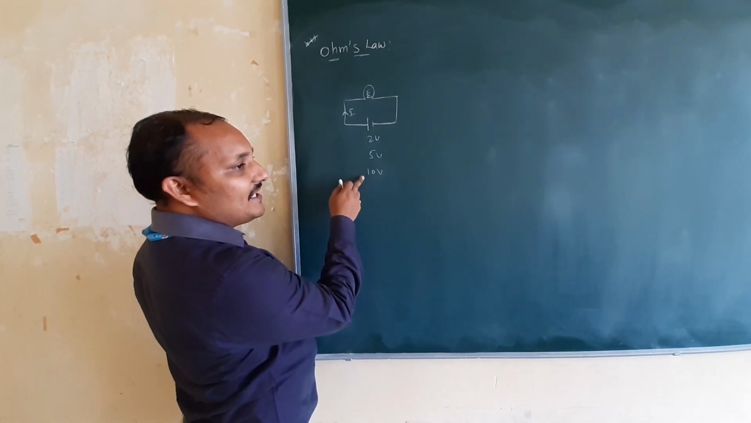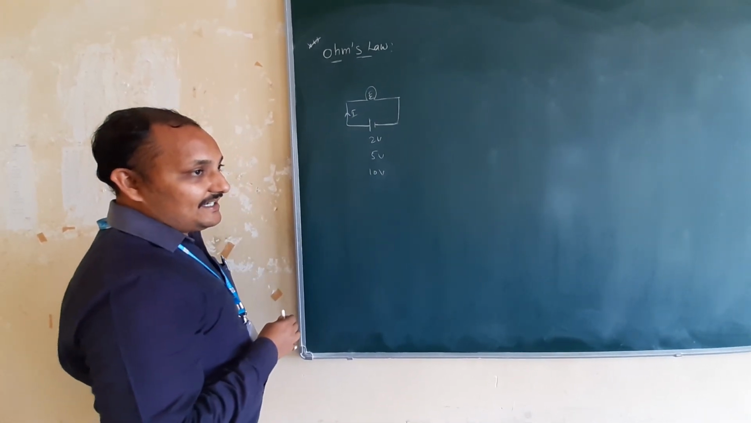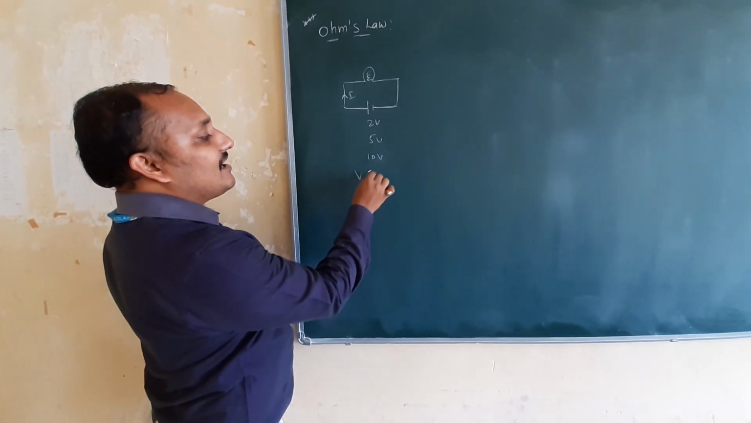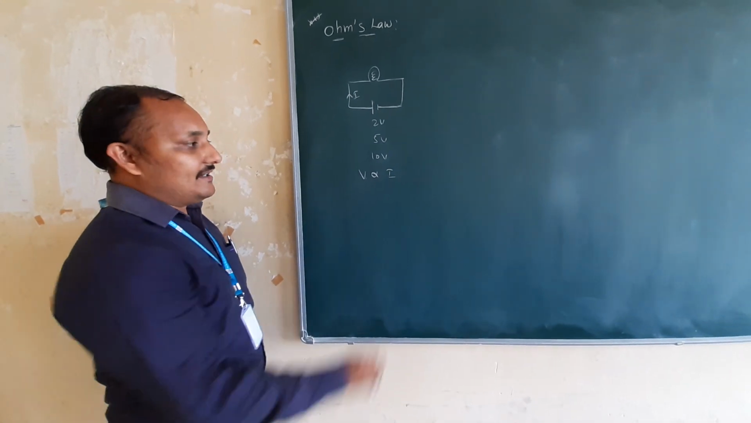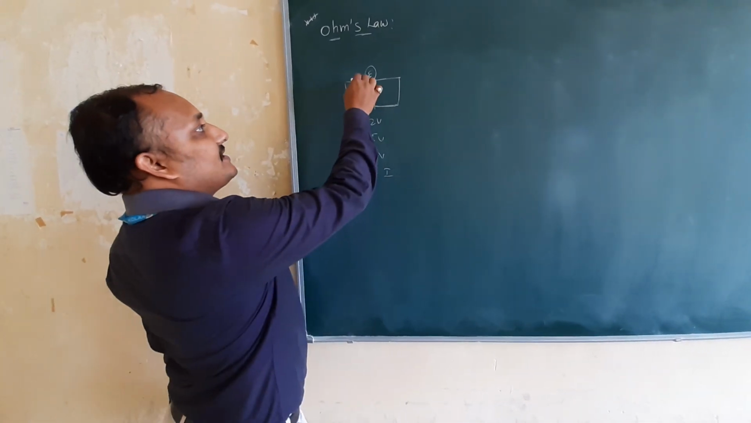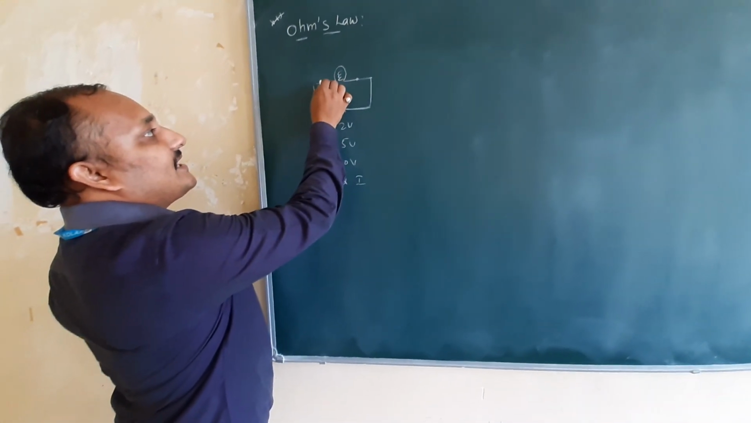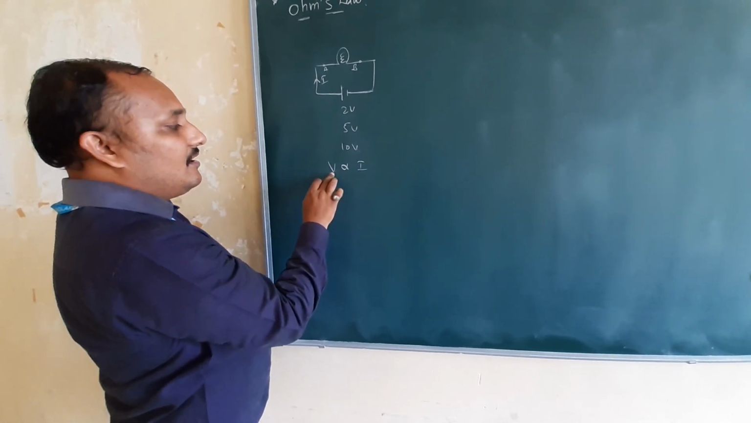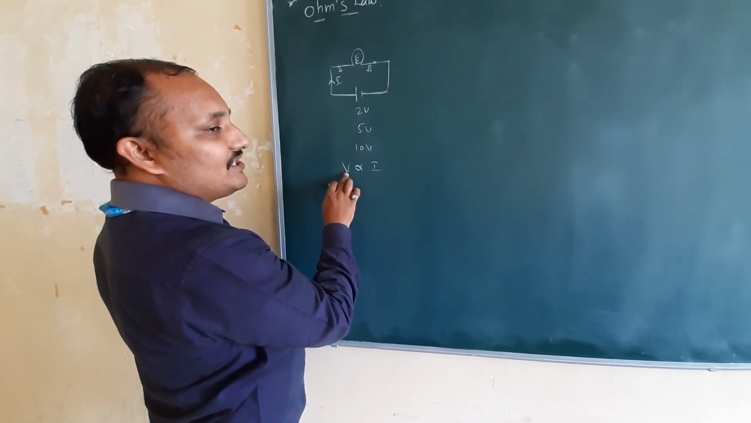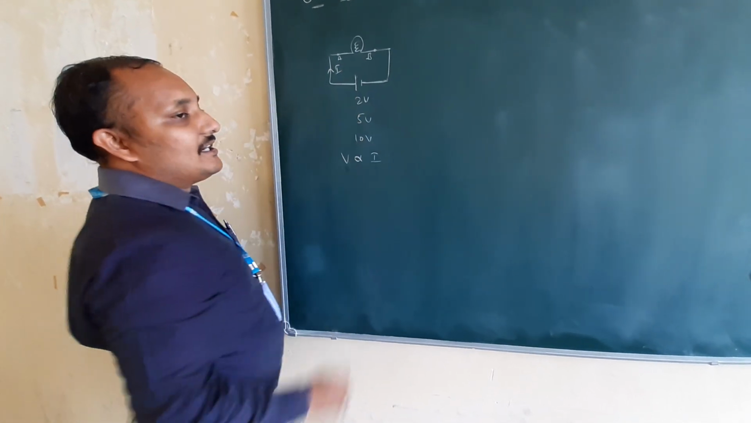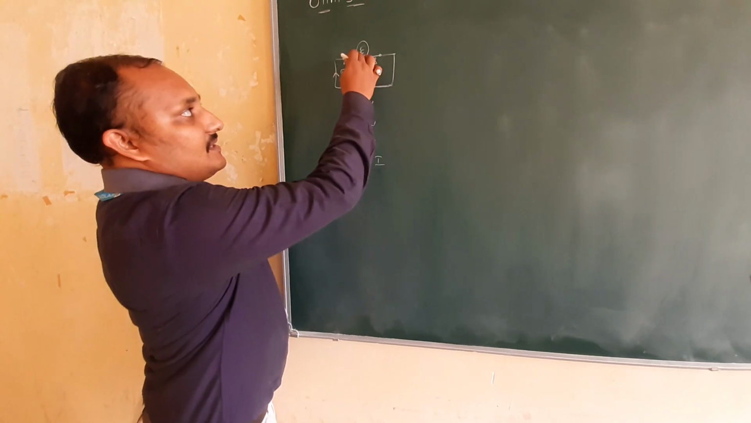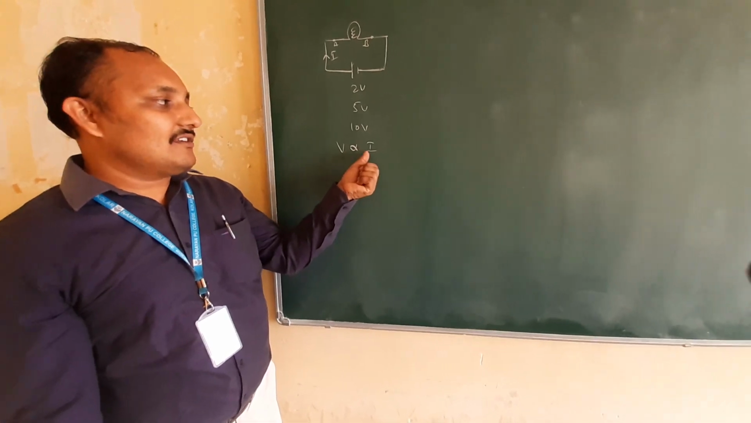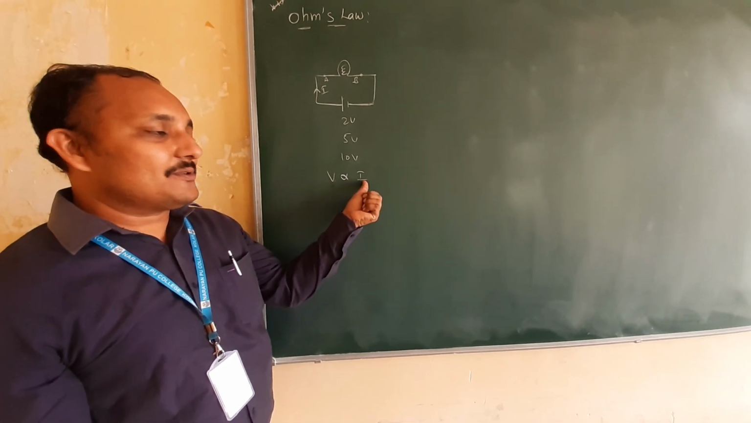Now, if you are increasing the voltage, the brightness of the bulb also increases. That is, voltage is directly proportional to the current. Voltage is nothing but the potential difference between 2 points, as charge is carried from A to B. So voltage or potential difference is always directly proportional to the current passing through the conductor. The filament here is the conductor.